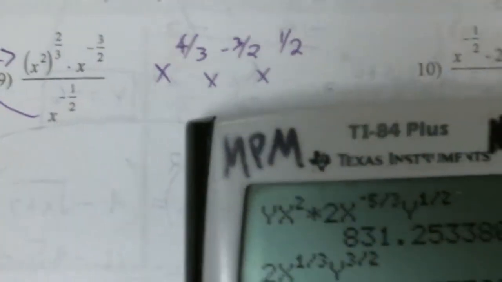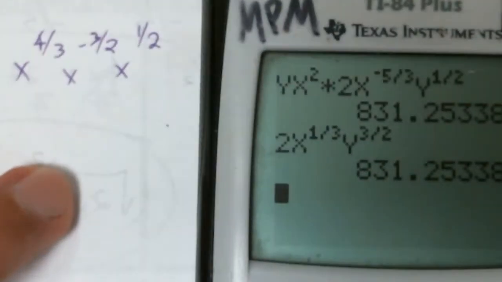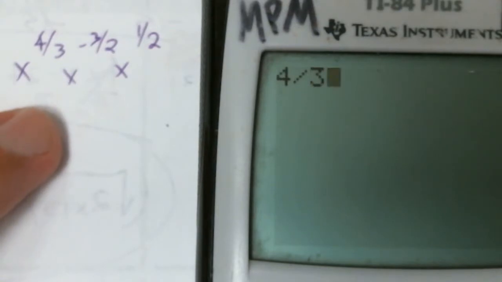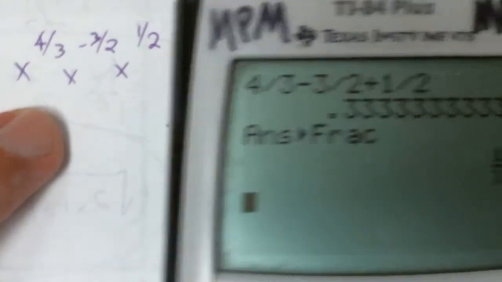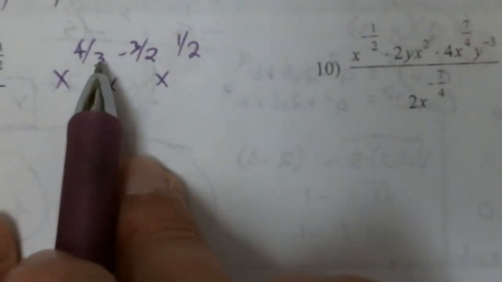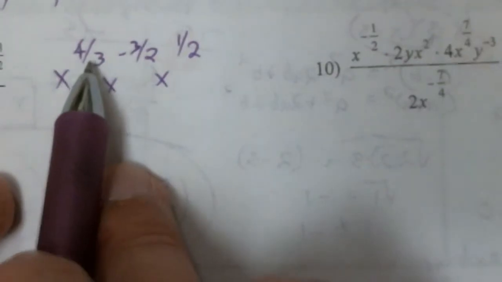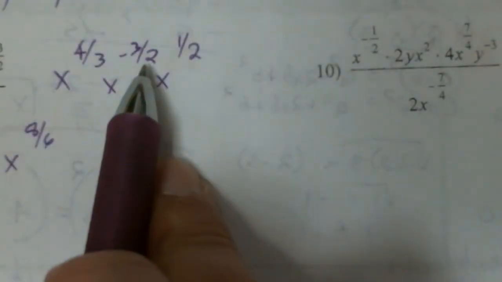Now again, if you just want to use your calculator, add them all together, that's fine. 4 divided by 3 minus 3 divided by 2 plus 1 divided by 2. Math. Fraction. Okay, that comes out to be x to the 1/3. If I want a common denominator, the common denominator is 6. So that guy needs a 2. So that's x to the 8/6. That guy needs a 3. So that's x to the -9/3. Or excuse me, -9/6.